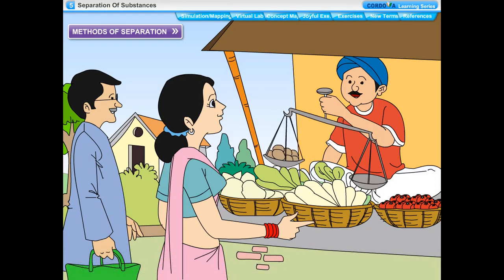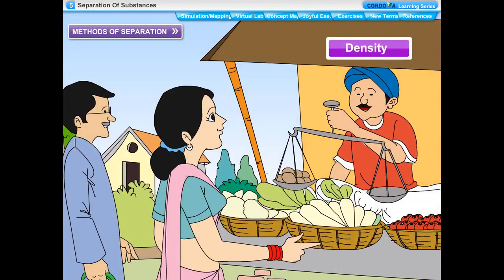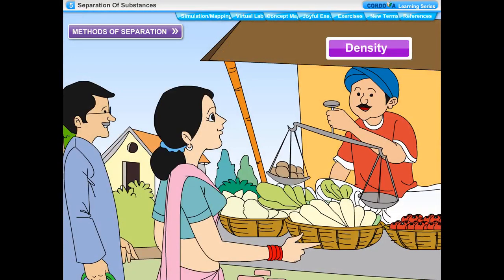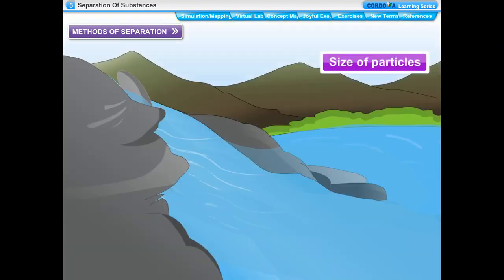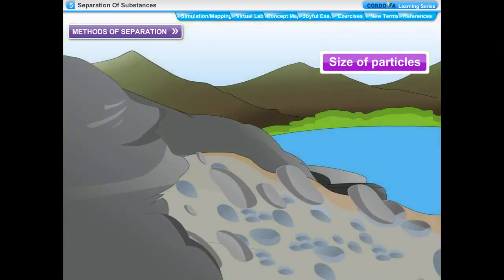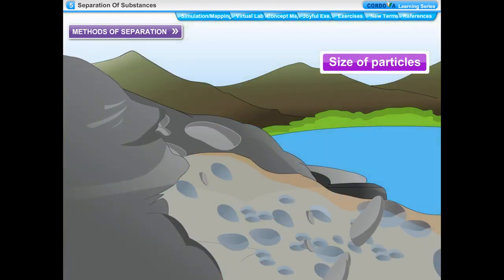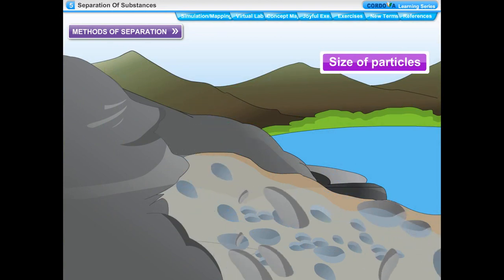Methods of separation. When we want to separate a component of a mixture, we should first find out some of its properties that would be different from the remaining components of the mixture. Let us study the simple methods of separating substances that are mixed together. You may come across some of these methods being used in day-to-day activities.